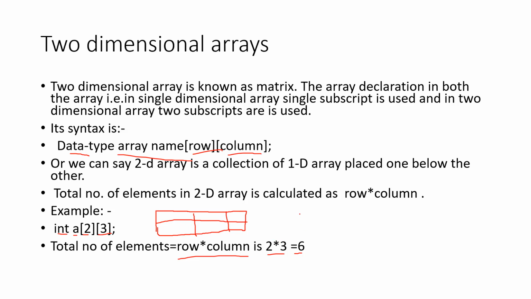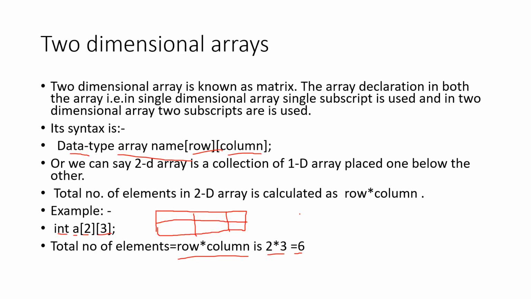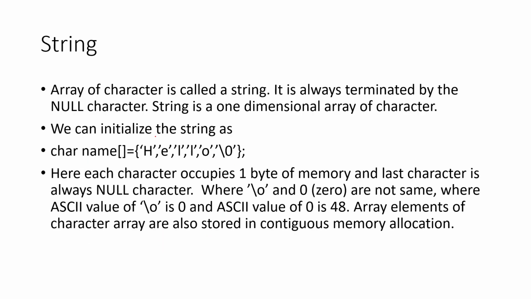Now we start our next topic, which is string. String is also a type of array, but it is a character array. A normal 1D and 2D array is a numerical type array, but string is a character type array. It is declared by name and size or by an initialization value.